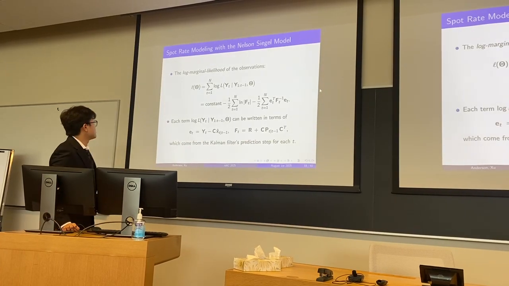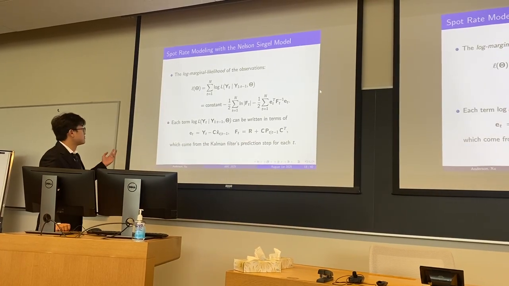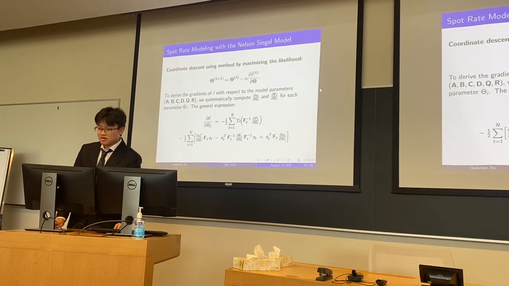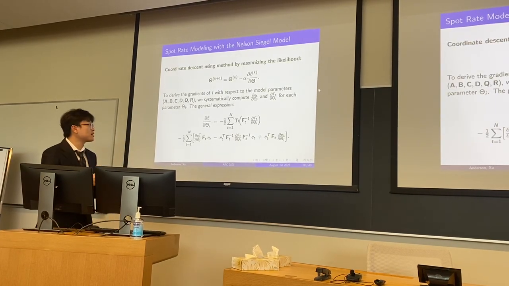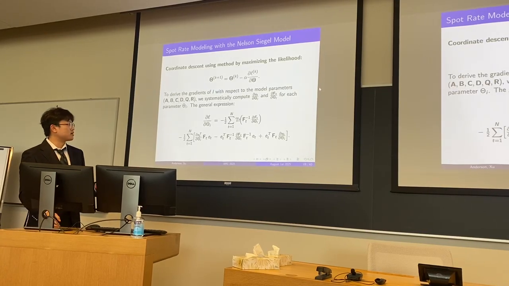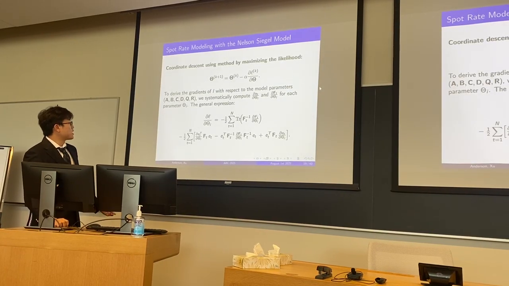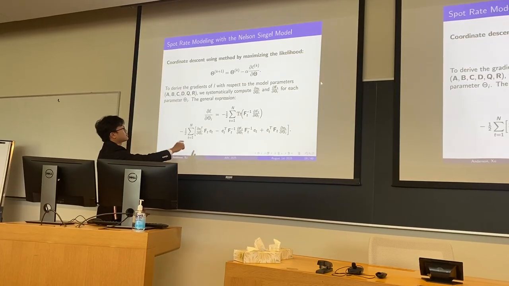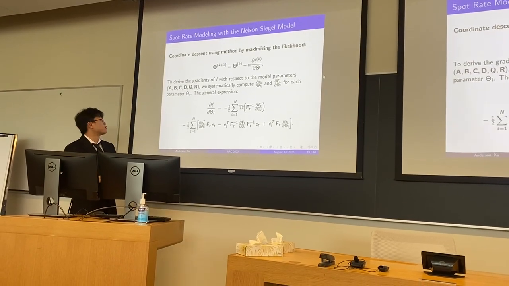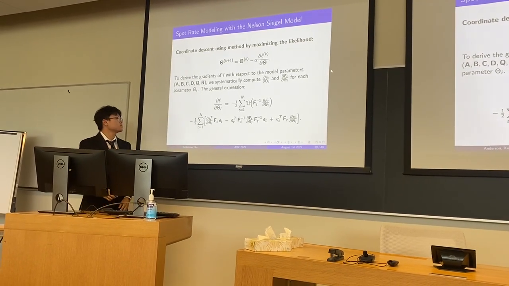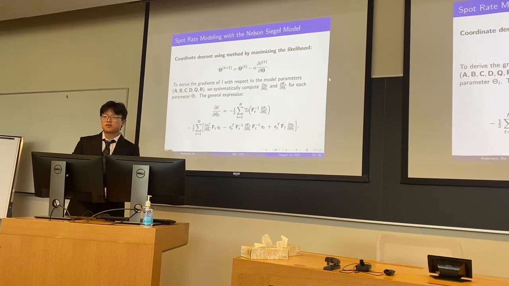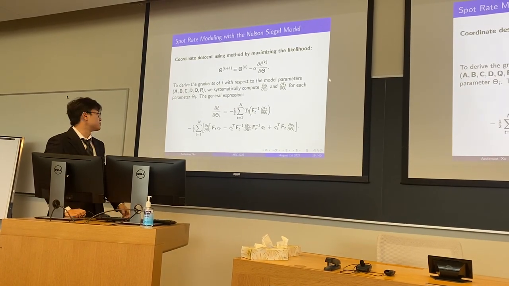Then we compute the log marginal likelihood for the observation, and then we do a gradient descent. So we use a coordinate descent to maximize the likelihood. And we have to calculate the partial likelihood entry by entry because we're doing an update for each parameter. So that might take a lot of time to do. Also, it's computationally expensive.